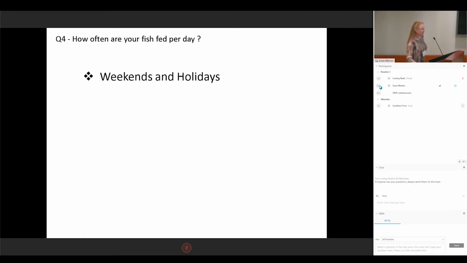If we look at what came up in the text responses to this question, we find that a number of facilities feed less on the weekends. It's going back to the manual labor aspect and having staff or students available on the weekends to do that. So those facilities that normally feed twice a day would go down to once a day on the weekend.